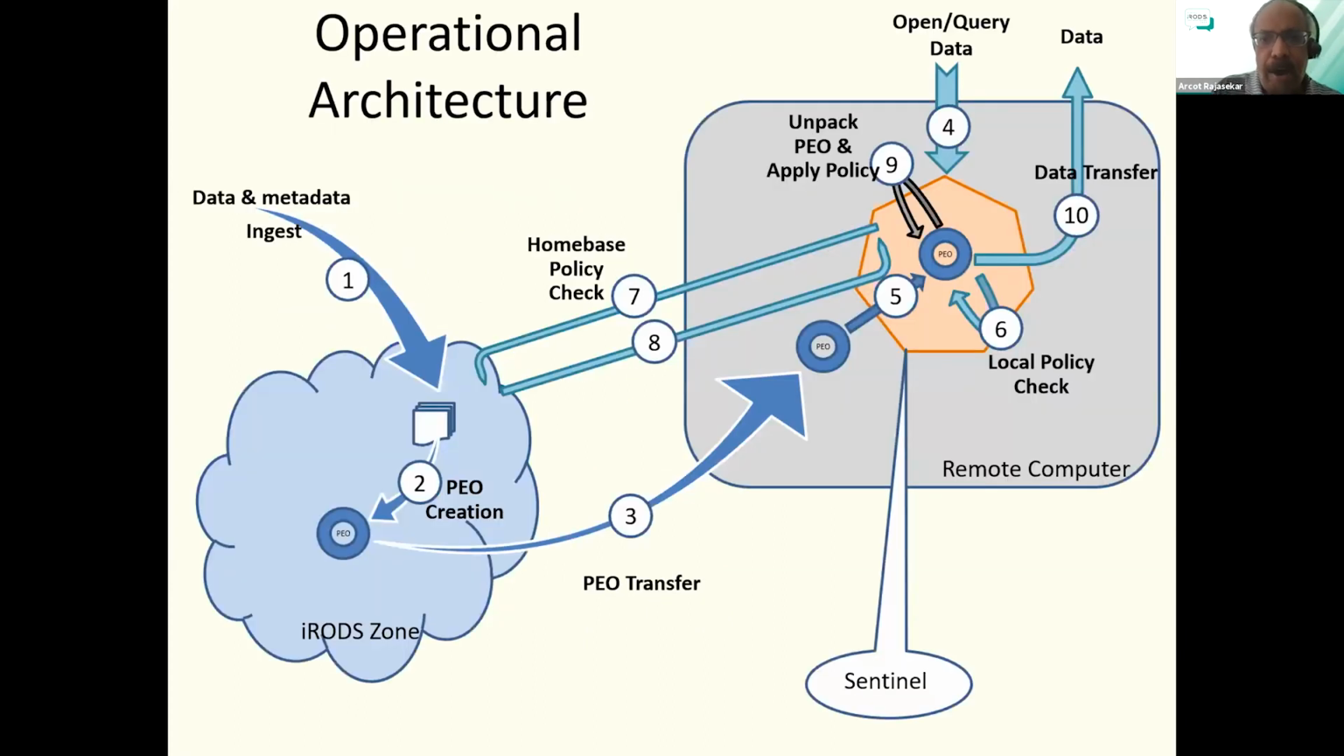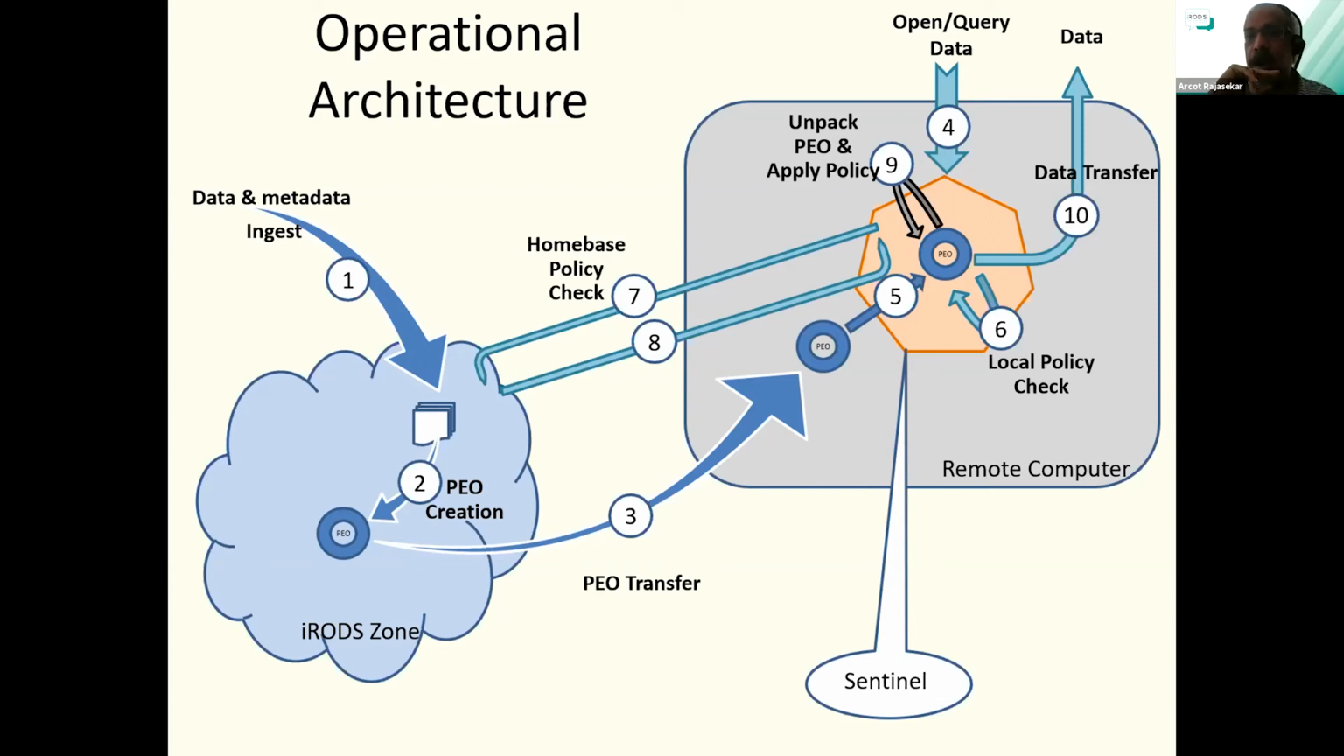Just to give you an idea about how something like this will work, you can see it in this particular schematic. You can follow the numbers 1, 2, 3, 4. The data gets ingested, and then a PEO gets created. That means that all the things which are needed, like metadata, policies, interpretation, and all those things, are there. And then when somebody copies that, maybe using an iget, it goes into the remote computer and stays there in the storage system. But in action number 4, when somebody opens or queries, the data gets moved into a Sentinel, or basically a mini iRODS platform in a sense.